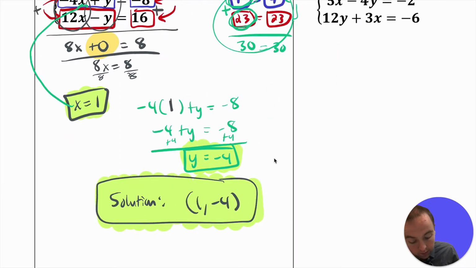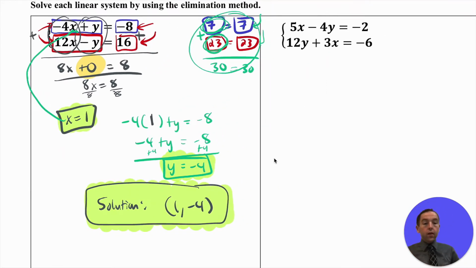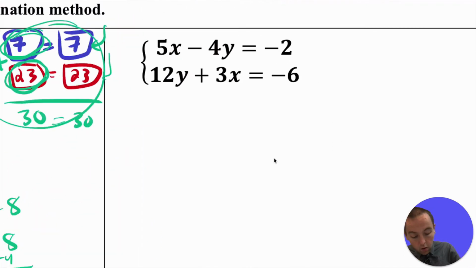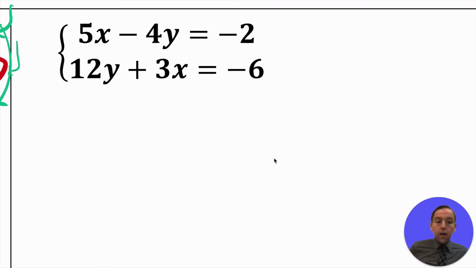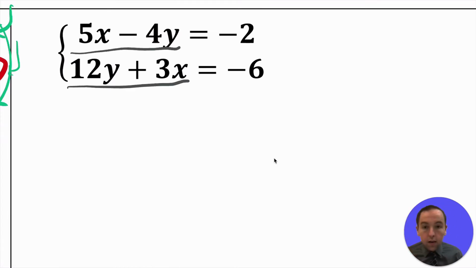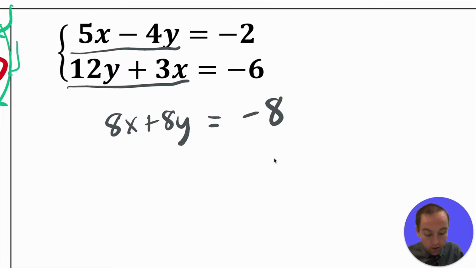So really, elimination is going to work well when you have opposites to be able to eliminate. So with this next example now, if I were to add this left-hand side of the equals with this left-hand side of the equals, and the right sides together, what you'd get is 8x plus 8y equals negative 8, which doesn't eliminate anything because you didn't have opposites that eliminate each other. So if you don't have opposites that eliminate each other, you're going to need to create opposites.